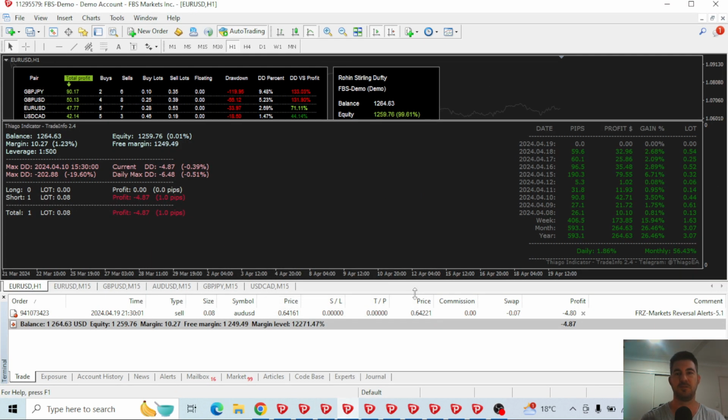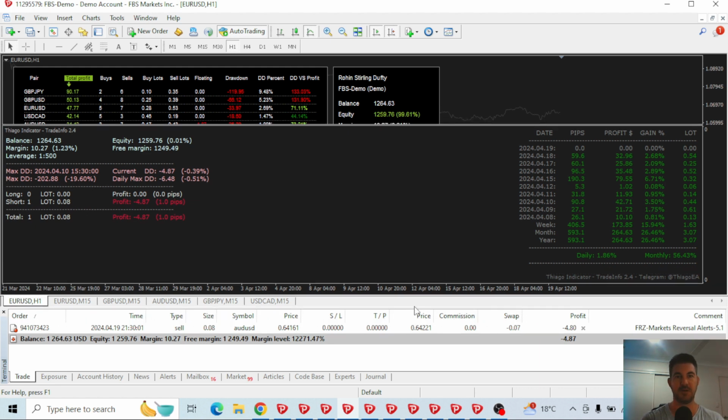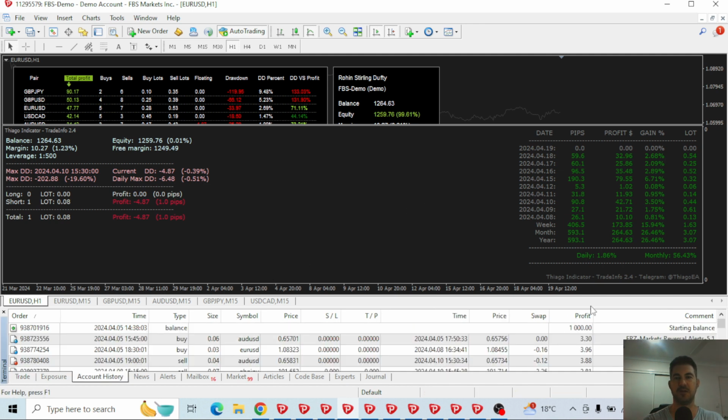Now, this is probably one of my favorite EAs right now. Basically, it's an EA that you can put any indicator in and use its alerts to open and close trades. This one's called FRZ, and it's using the market reversal alert indicator. As you can see, it is absolutely killing it. It hasn't had many lost trades.